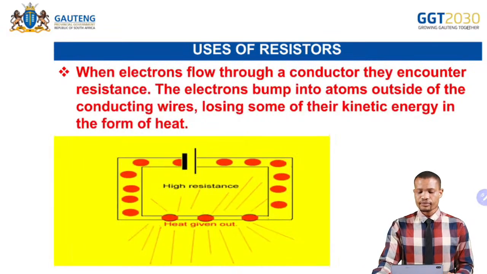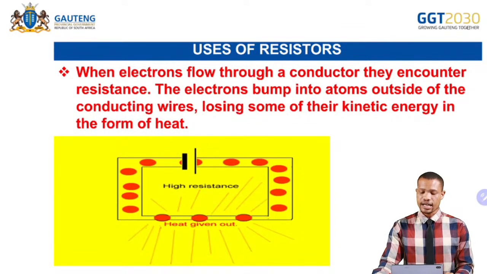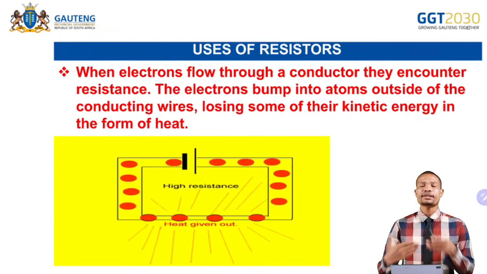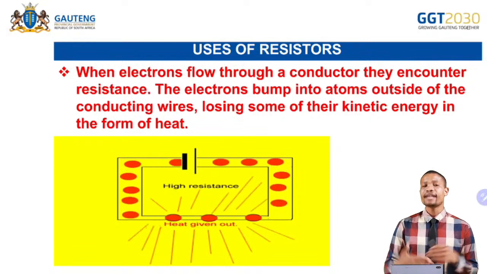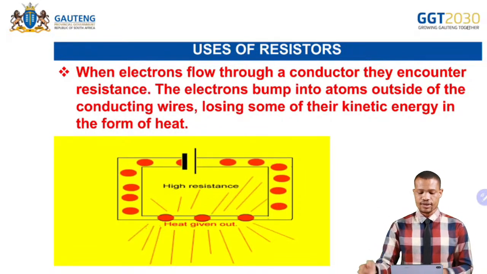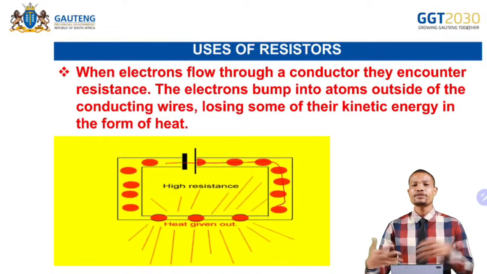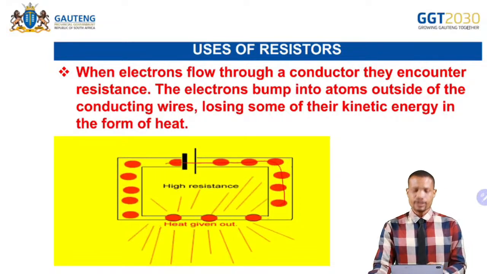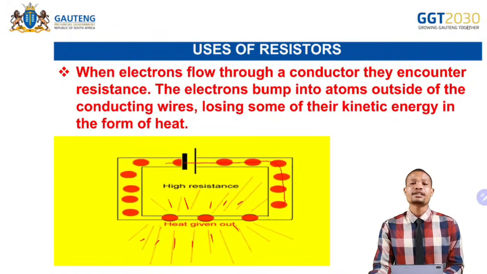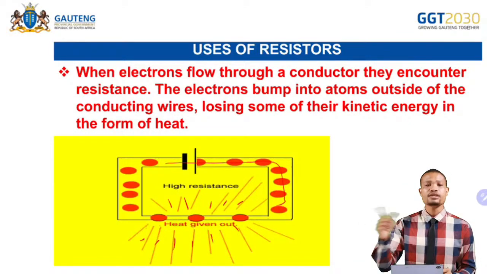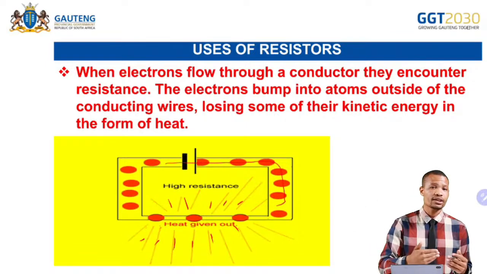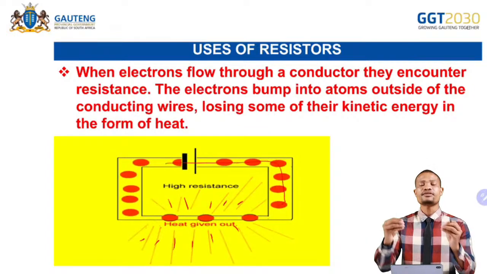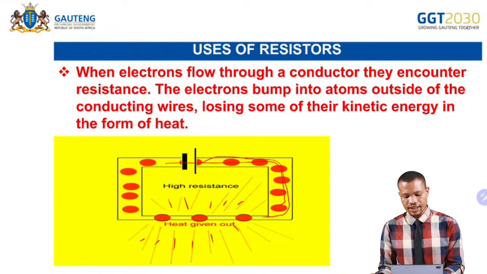Let us continue. Now, when electrons flow through a conductor, they encounter resistance. We've already explained this. When electrons are flowing through a conductor, they encounter resistance. The electrons bump into atoms outside of the conducting wires, and they lose some of their kinetic energy in the form of what? Of heat. So these are the electrons flowing through the conductor. But as they're flowing through the conductor, they encounter resistance of the conductor, and they bump into atoms outside of this wire, and they lose some of their kinetic energy, because we said kinetic energy is energy of moving. Yes, energy of motion. Okay, so whenever something is moving, it must have a certain velocity and it must have a mass, and the mass and the velocity can give us what? The kinetic energy.